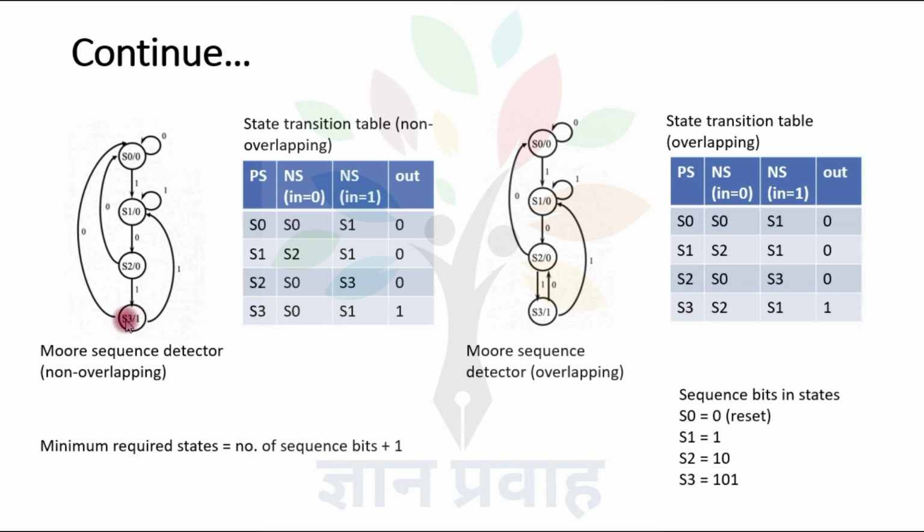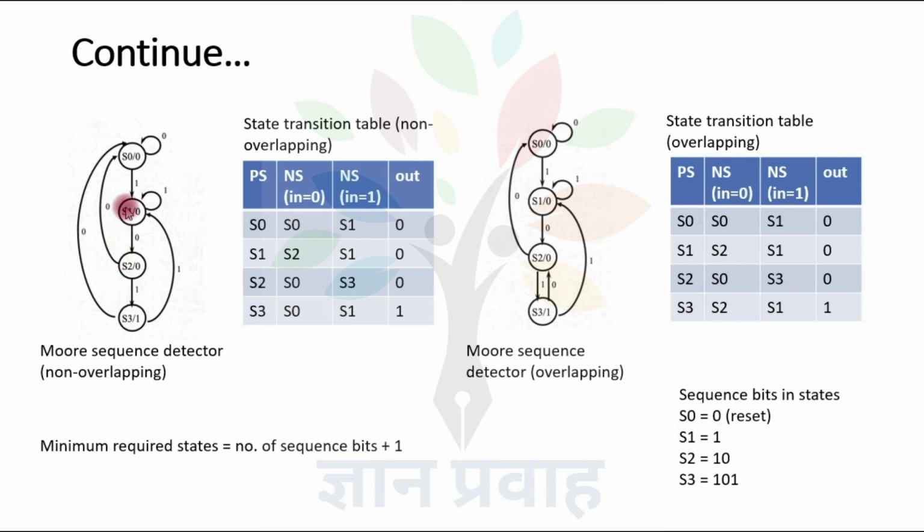At state S3, when the next input bit is 0, then the sequence will be 1, 0, 1, 0, and it is not the order of the required sequence. It means we will move to the reset state, so the next state will be S0. But at state S3, when the input bit is 1, then the sequence will be 1, 0, 1, 1. It means the next state must be S1, because input bit 1 is coming and S1 is holding the value 1.